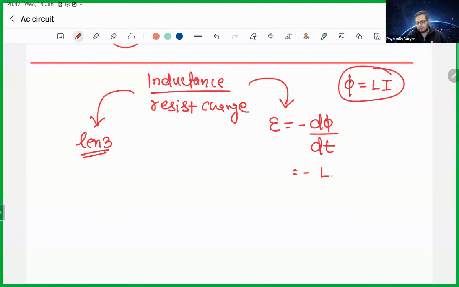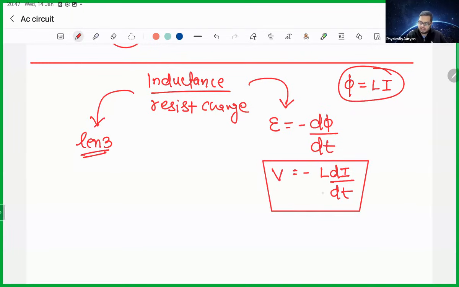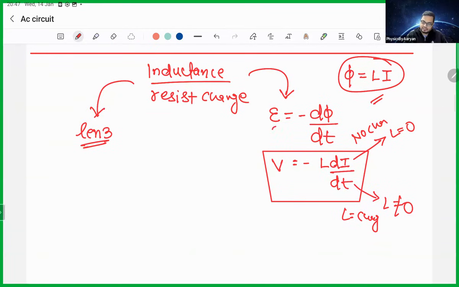So basically, it gives you L di by dt. It means the voltage in an inductor is given by L di by dt. If your system has no change, meaning current is not changing, then the voltage is 0. But if your system has some change, then it will be non-zero. So please note down this formula for phi, EMF and voltage. EMF basically means voltage.